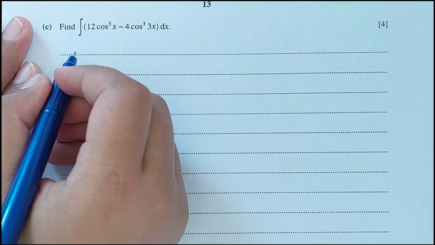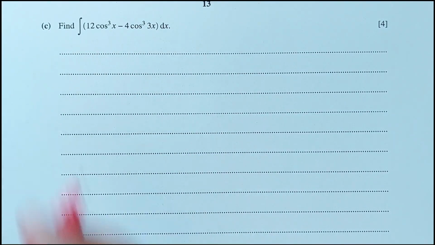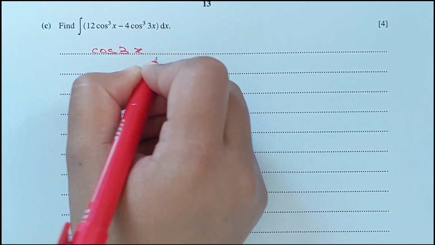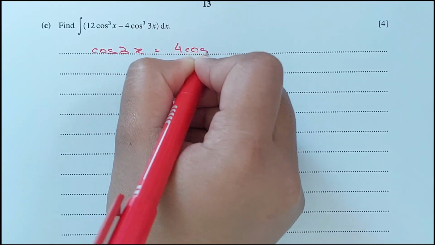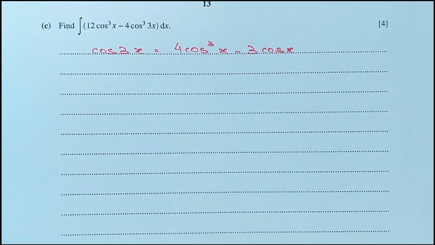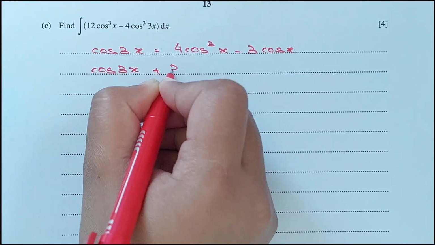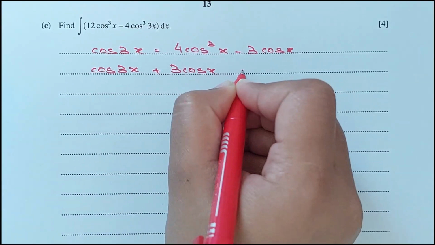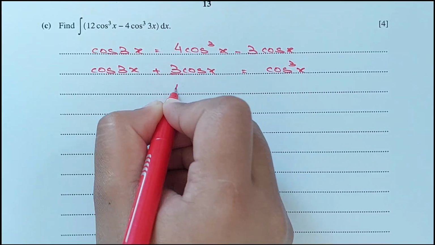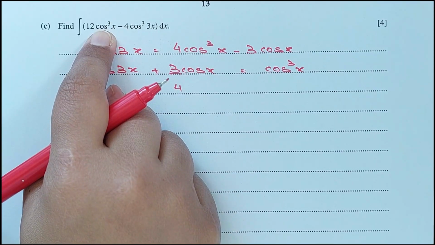All right. Part C, find the integration of 12 cos cube x minus 4 cos cube 3x dx. So if I use the identity from part A, we have given that cos of 3x is equal to 4 cos cube x minus 3 cos x. What is cos cube x? Cos 3x plus 3 cos x is equal to 4 cos cube x. Dividing by 4, this is cos cube x, right?